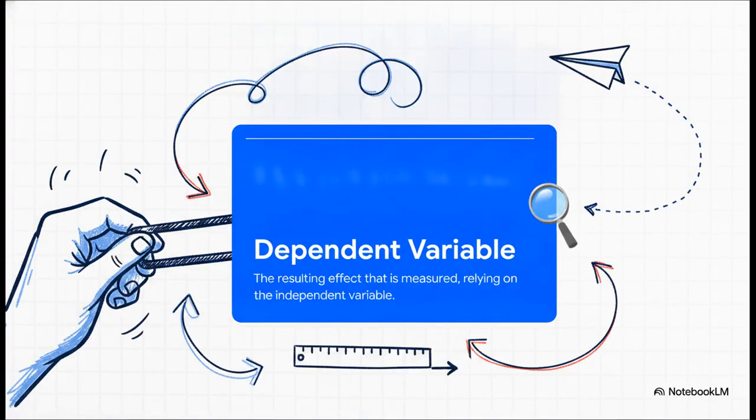Next up, we have the dependent variable. Simply put, this is the resulting effect that gets measured, and crucially, it relies entirely on the independent variable. When you let go of that rubber band, the ultimate result, so the total distance the paper bullet travels, that's your dependent variable. You didn't directly control the distance with your hands, right? You controlled the stretch. The flight distance depended completely on that action.